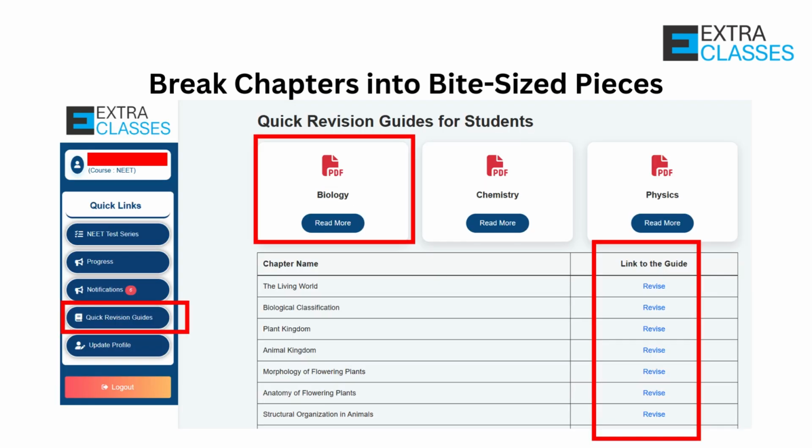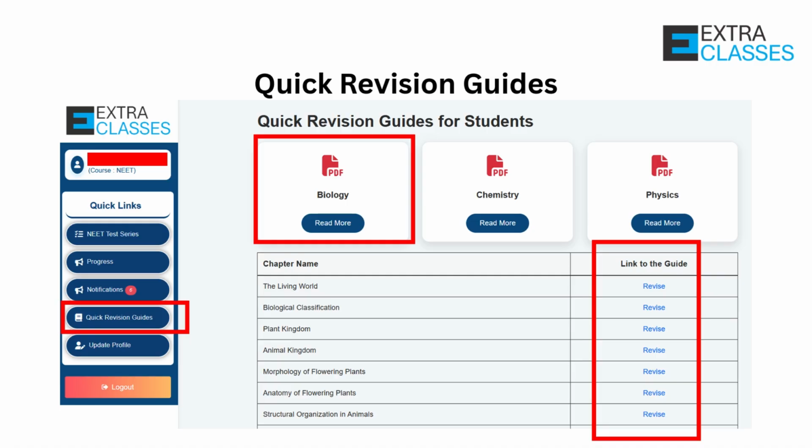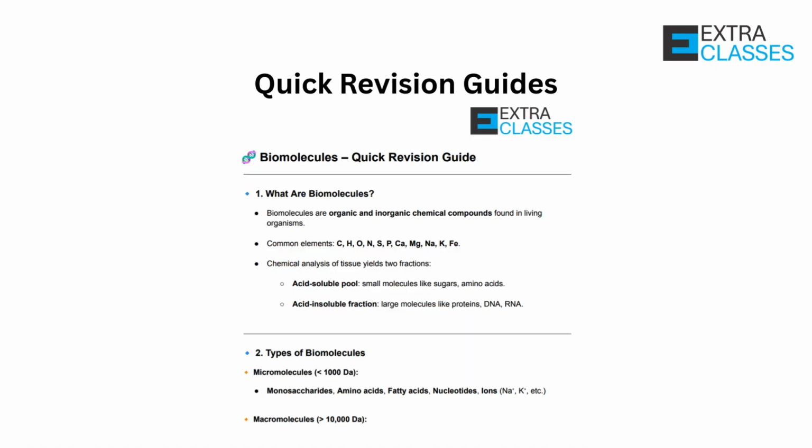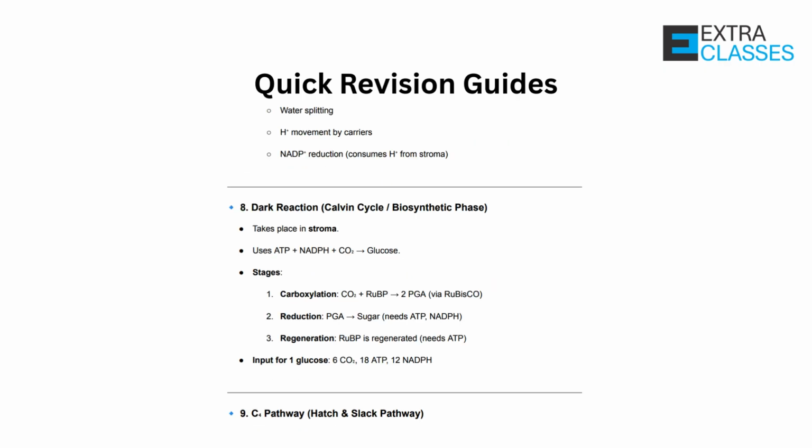Make use of quick revision guides and videos available on extra classes platform. Make quick revision notes, or use the ones available on extra classes, 2 to 3 page summary after every chapter. Include formulae, like respiration ATP counts, Calvin cycle steps, and types of meristems. Before attempting any tests, go through these guides or videos.